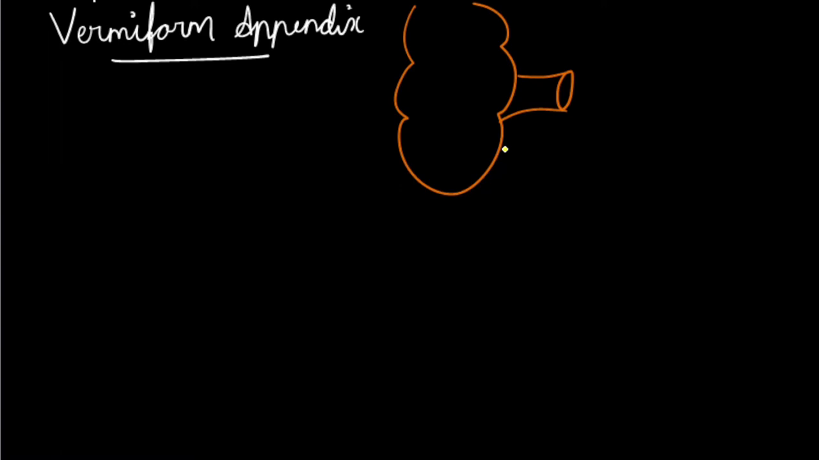This appendix usually looks like a worm. It arises in the posteromedial aspect. Just imagine that the appendix is arising from the posterior wall of the cecum, like this. You can see it appears like a worm, and it arises from the posteromedial aspect of the cecum, almost 2 cm below the ileocecal valve.